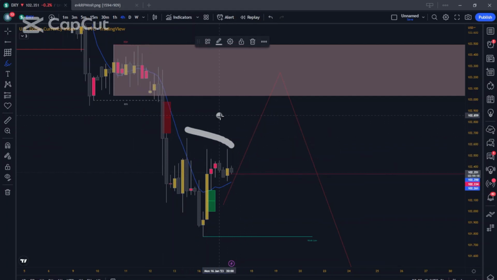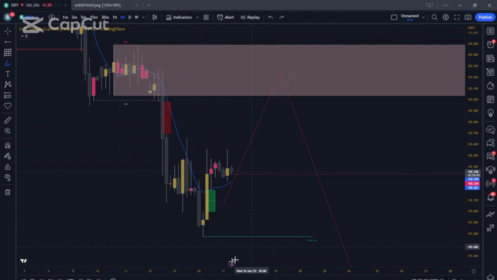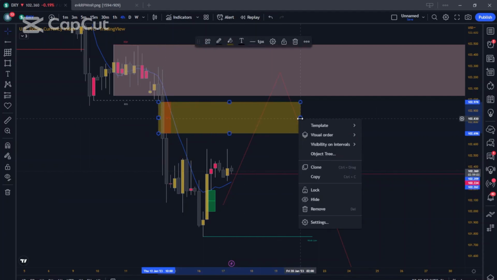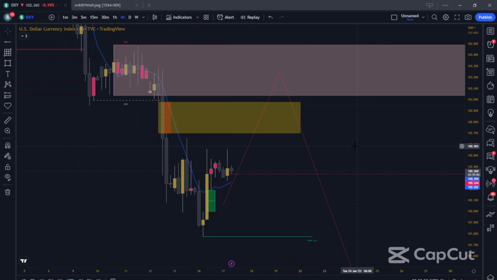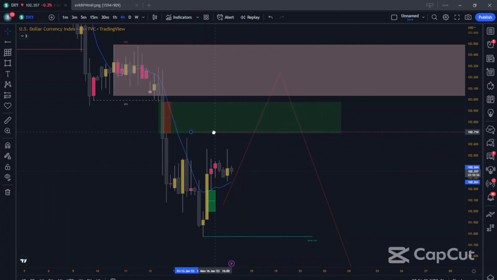What I expect is that price is going to run this, then either react to the imbalance or to the supply. So we're going to watch this. Mark out this imbalance here. Imbalance for me is green, and let's monitor what happens from either of them.